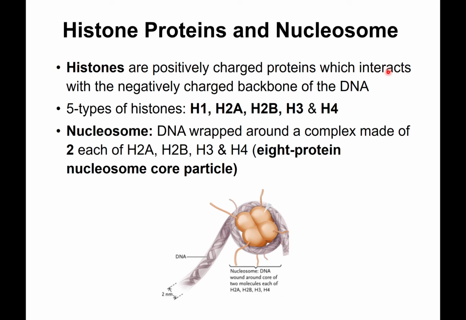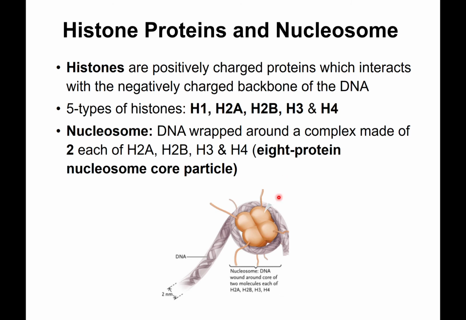There are 5 different types: H1, H2A, H2B, H3, and H4. And so they work in pairs. What you have is that the DNA actually wraps around these 4 histone proteins as dimers, 8 of them altogether. So 2 H2A, 2 H2B, 2 H3, and 2 H4 proteins compact together here. And the DNA wraps around this complex of 8 proteins, forming what is called a nucleosome.